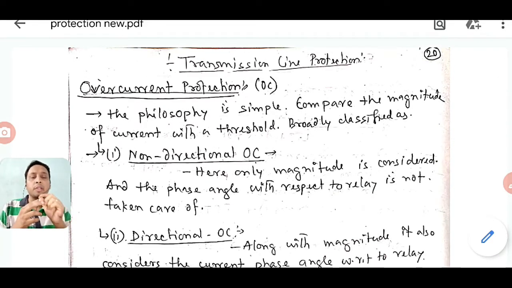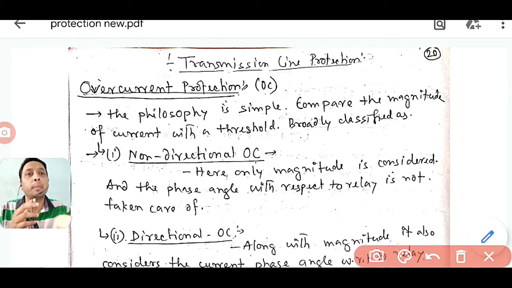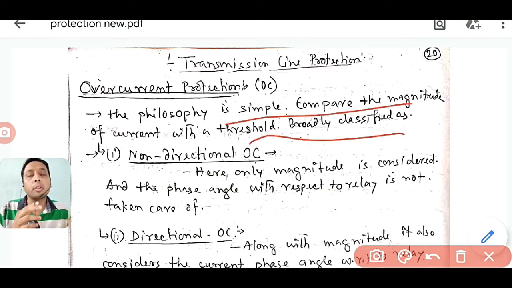So what is transmission line protection? The first philosophy that comes is our overcurrent protection. Whenever your fault current crosses a threshold value, the line should trip. The philosophy is simple here: compare the magnitude with respect to a threshold. You will set a value. If it is crossed, then you will say overcurrent is flowing, so a fault has occurred.